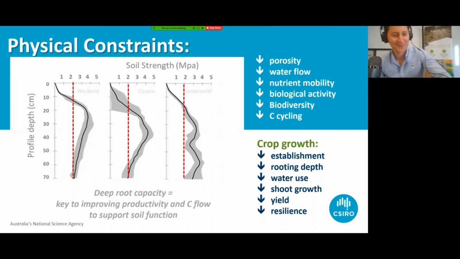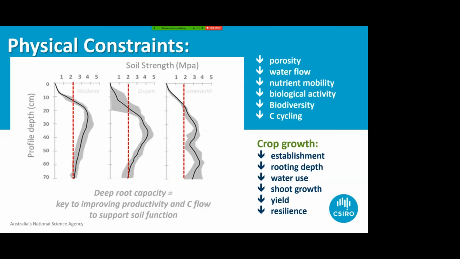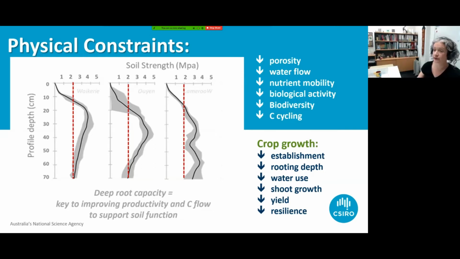Fantastic. The physical constraints are arising not just from compaction, but from a hard setting type behaviour or cementing behaviour that seems to occur at different depths within different sand types. And we have added to the project a postdoc component that's looking to understand that cementing behaviour and how it flows through, impacting crop growth through the season.